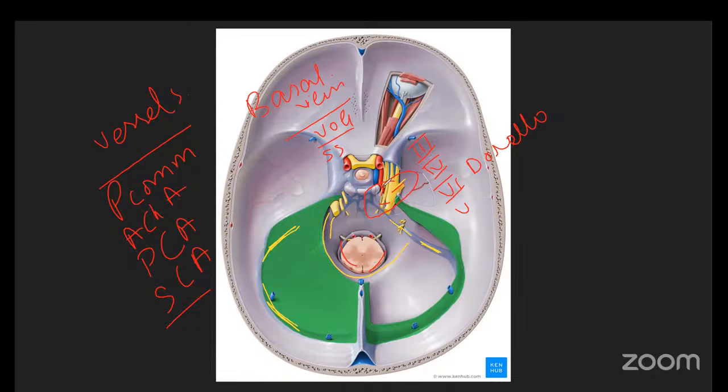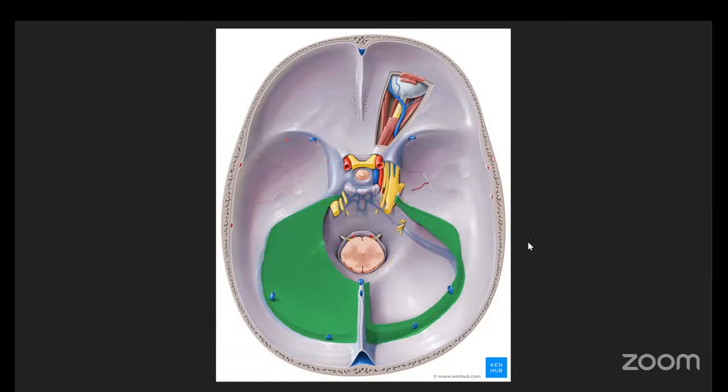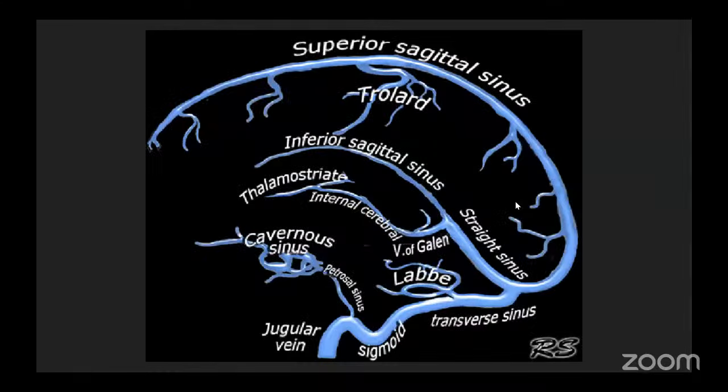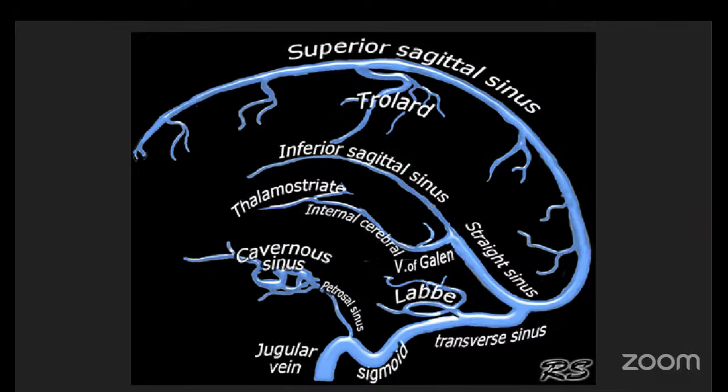Okay, so there are a lot of illustrations and dissections ahead for you to make it clear. But before we move on to the tentorial meningiomas, we really need to know what the venous sinus system is, because you cannot understand tentorial meningioma anatomy unless you understand the venous system.